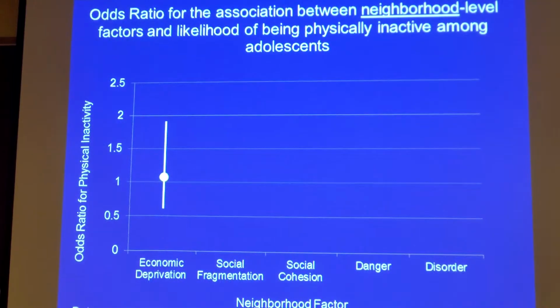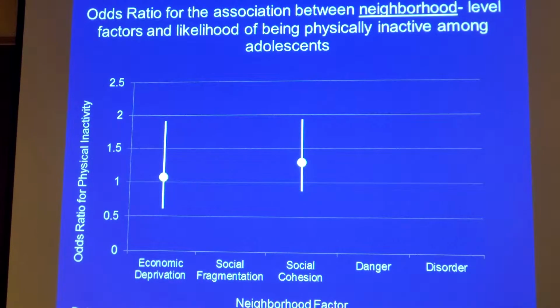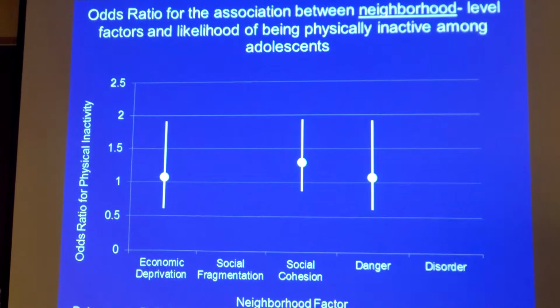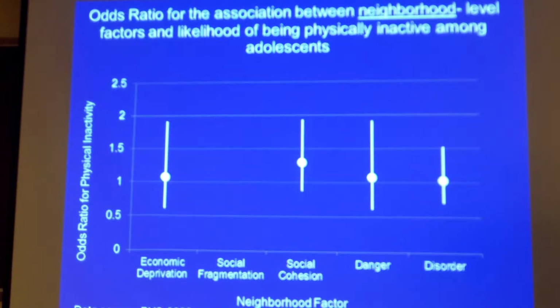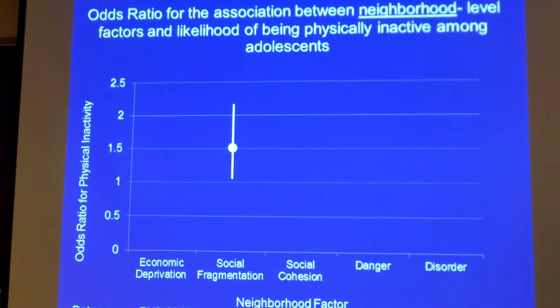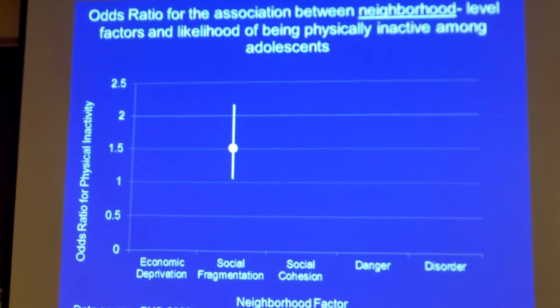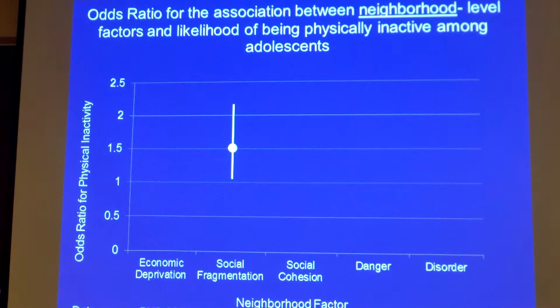Economic deprivation: those living in neighborhoods high in economic deprivation showed no significant association between that and physical inactivity. The same held for social cohesion, danger, and disorder. However, students living in highly socially fragmented neighborhoods were significantly more likely to be physically inactive. They were 1.5 times more likely to be physically inactive.